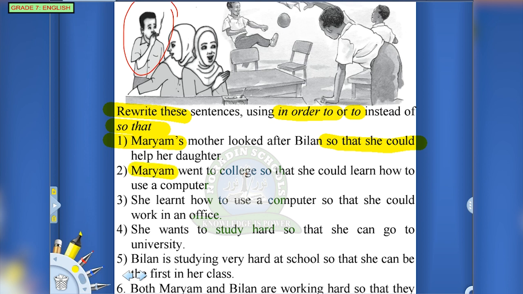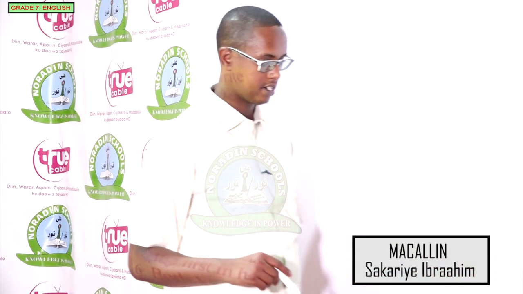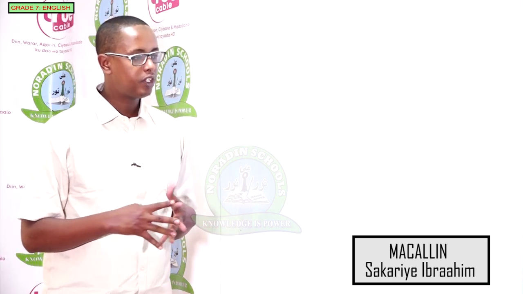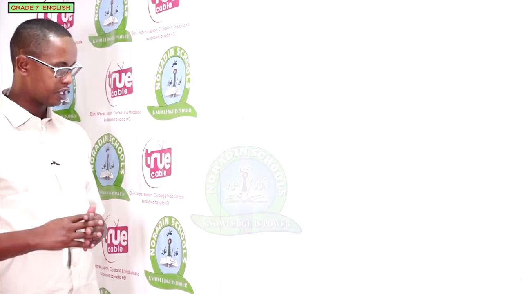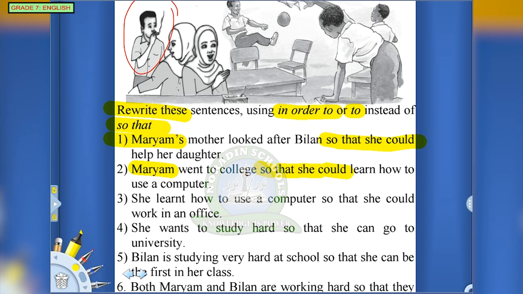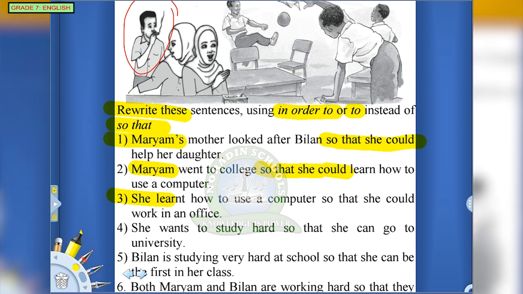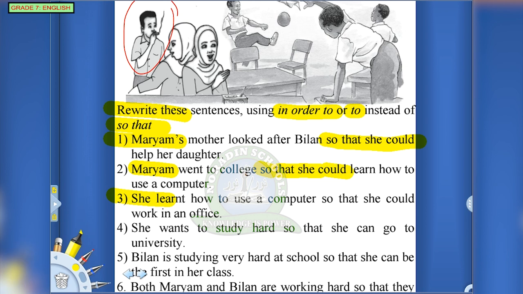Maryam went to college in order to learn how to use a computer. She learned how to use a computer. I highlight the words in order to work in an office.